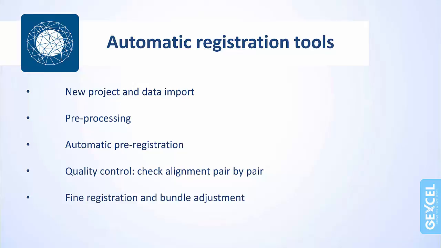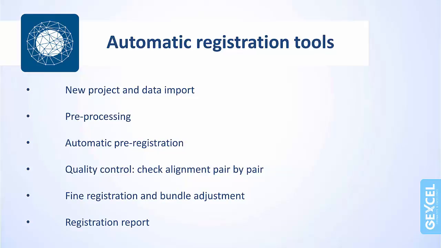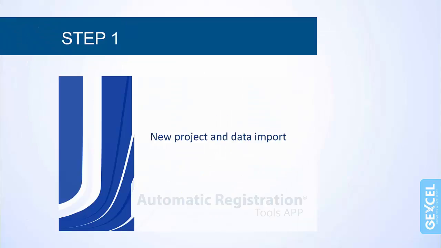As fifth step, it will be shown how to run the final fine registration including a global bundle adjustment. With the last step you will learn how to interpret the final registration report and evaluate the registration quality. Let's start now with the first step.